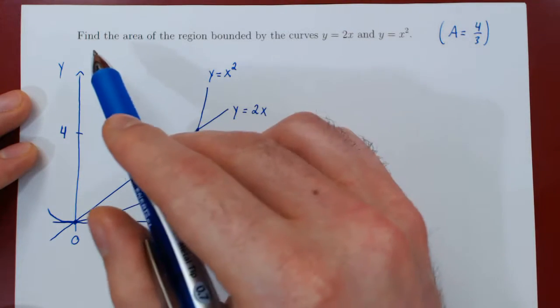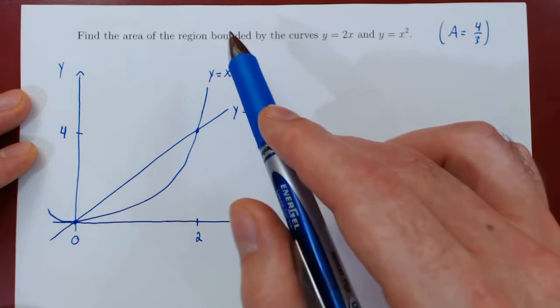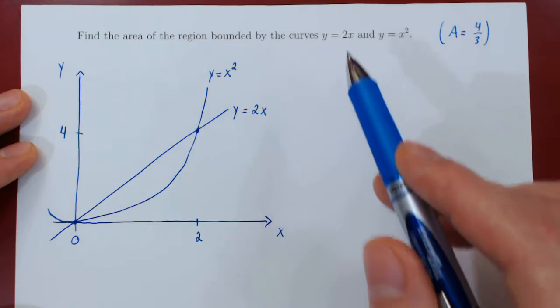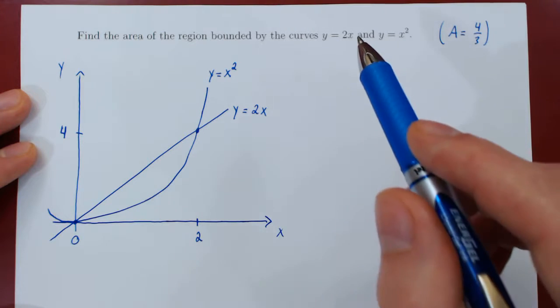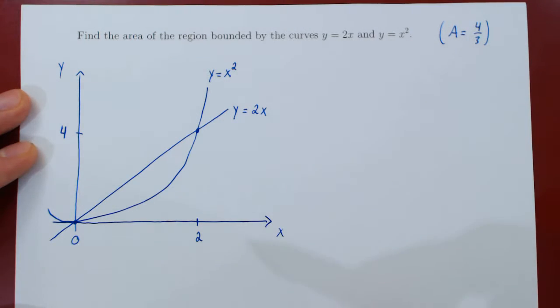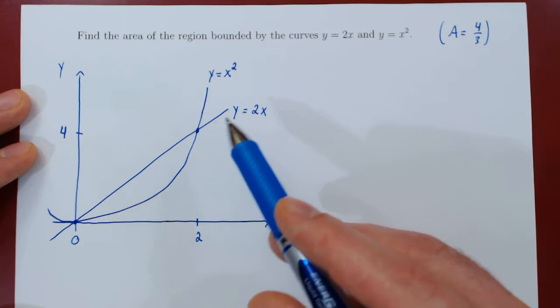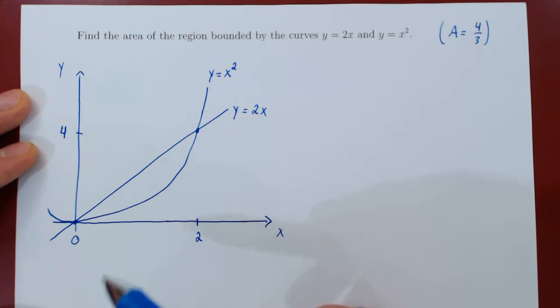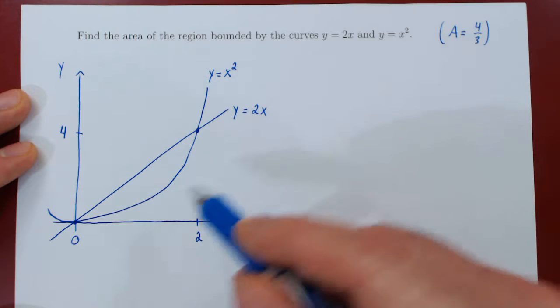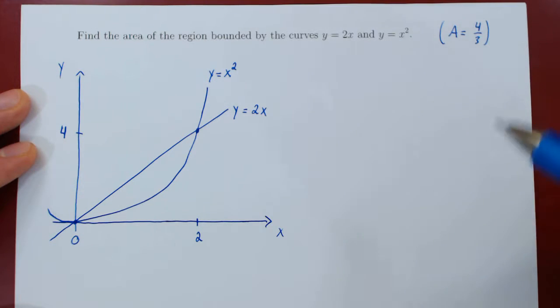Okay, so in this video, we will find the area of the region bounded by the curves y equals 2x and y equals x squared. Now if you notice, this is the exact same problem as in the previous video. We already found the points of intersection to be (0, 0) and (2, 4) between the curves 2x and x squared. And we found in the previous video that the area of this region is exactly 4 over 3.